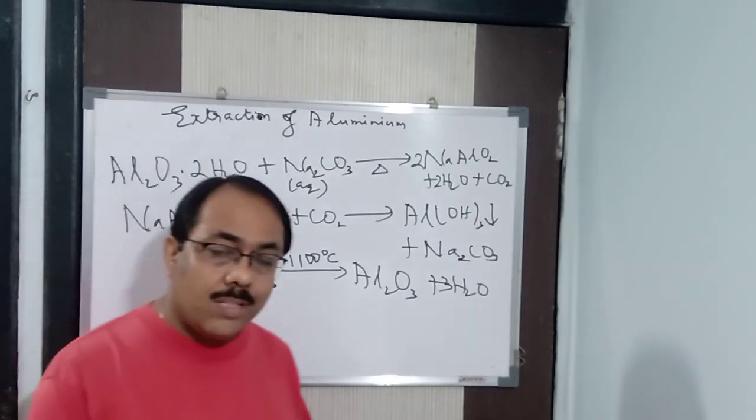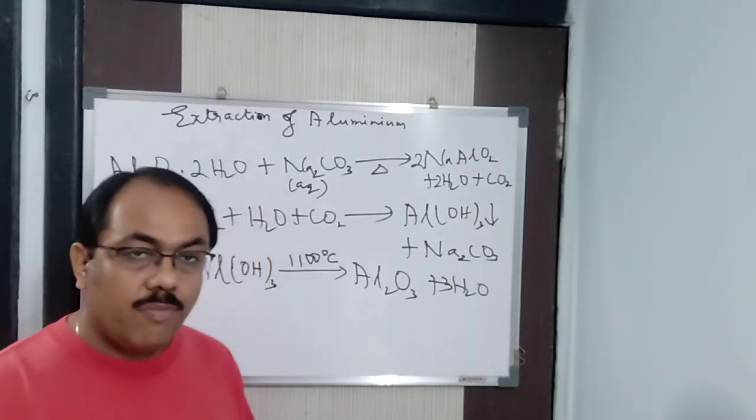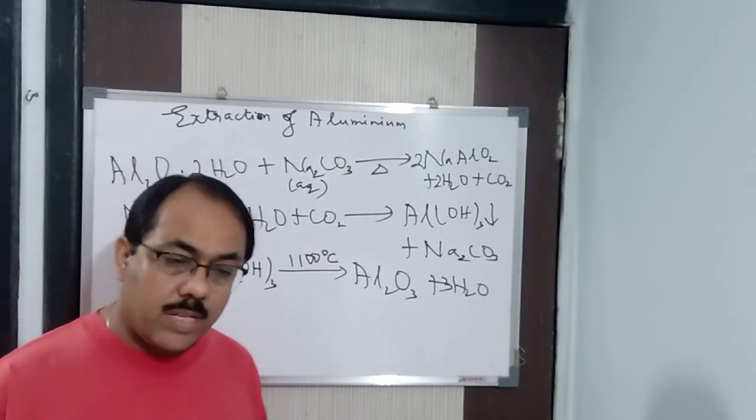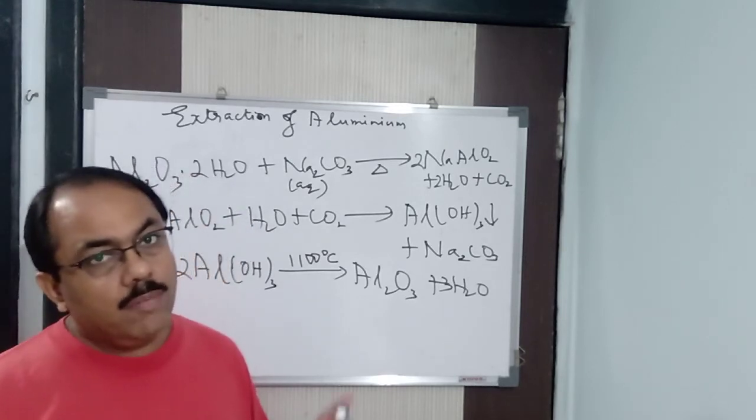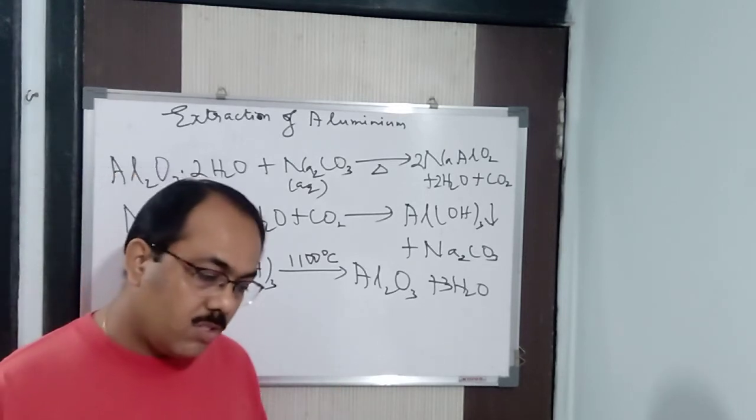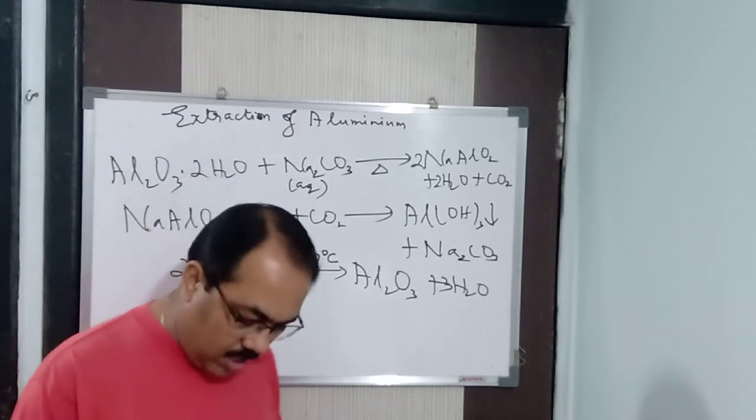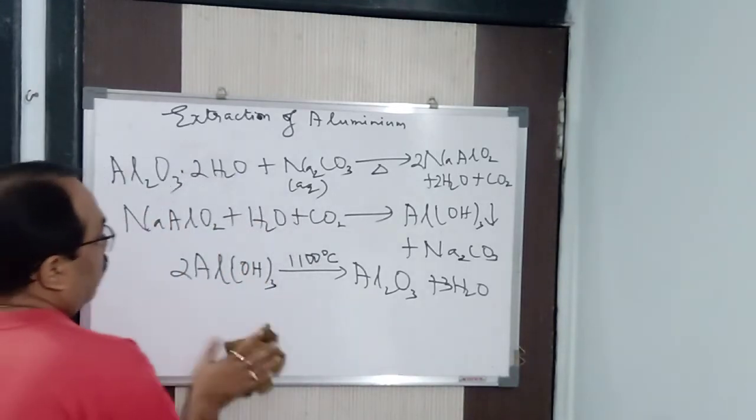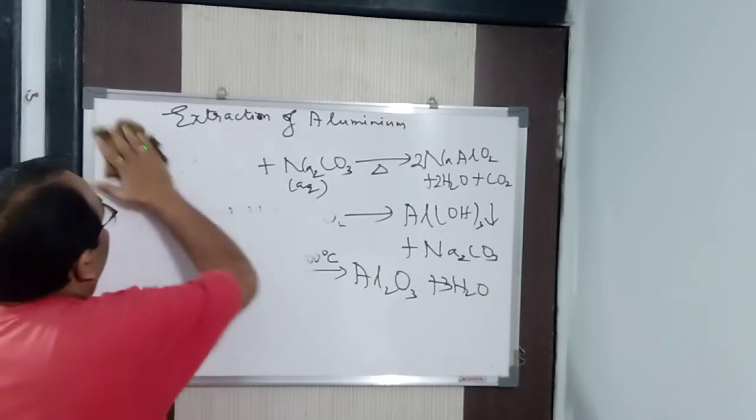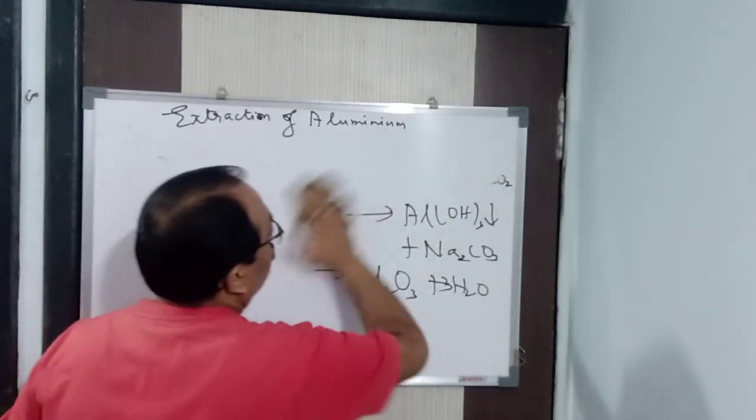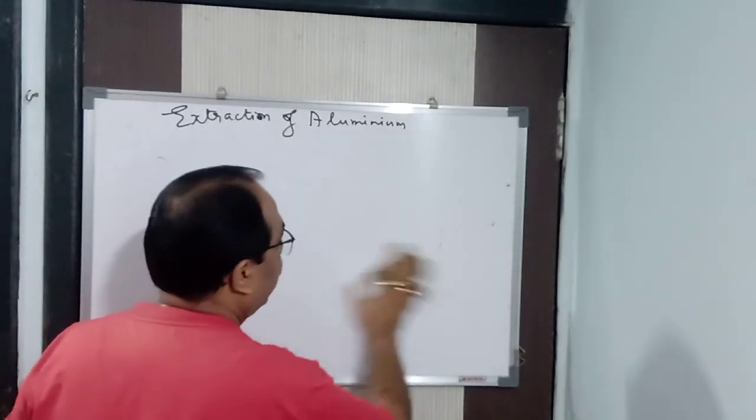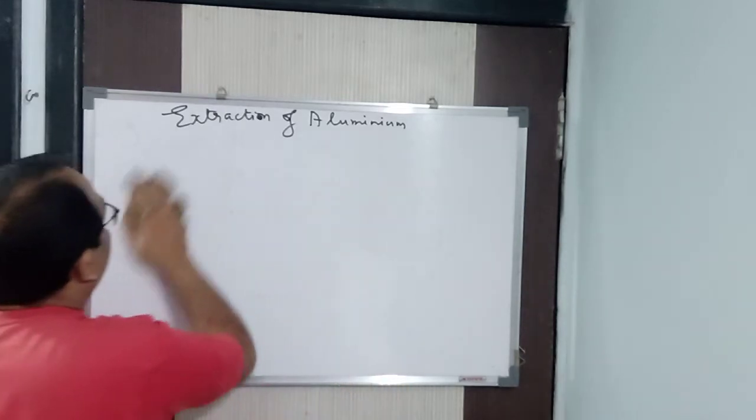The only thing, which I repeat again and again, is that in Bayer's process I have taken sodium hydroxide, while in Hall's process we are taking aqueous sodium carbonate, and aqueous sodium carbonate is similar to sodium hydroxide only. Now we understood this. So one part is over: we have converted bauxite to pure alumina.